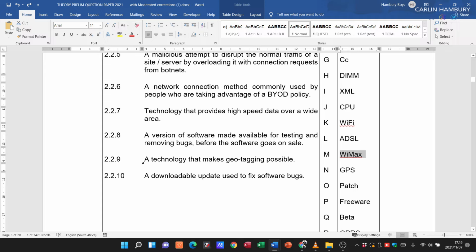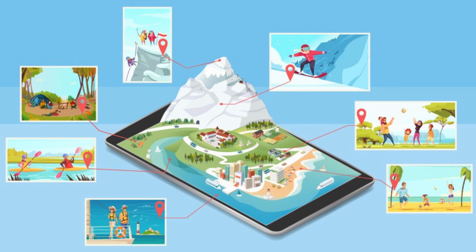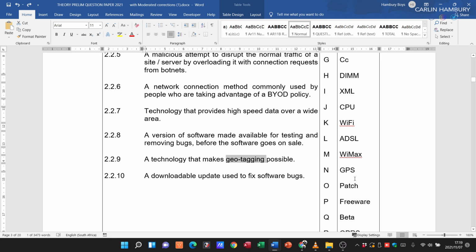All right, 2.2.9, a technology that makes geotagging possible. What is geotagging? Geotagging is when I'm using my phone and I activate this feature so that when I take a picture, it stores when I took the picture, the time, and where I physically was at that point in time. So what sort of technology makes that possible? Let's look, here we go, right here. GPS. Right? That's the technology that makes that possible.